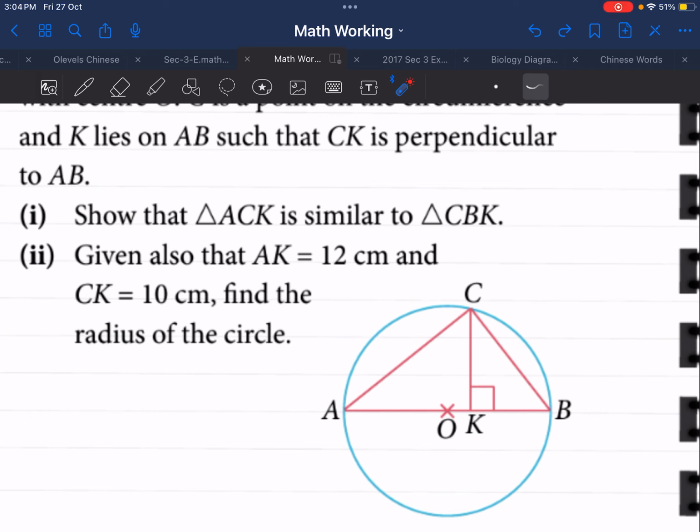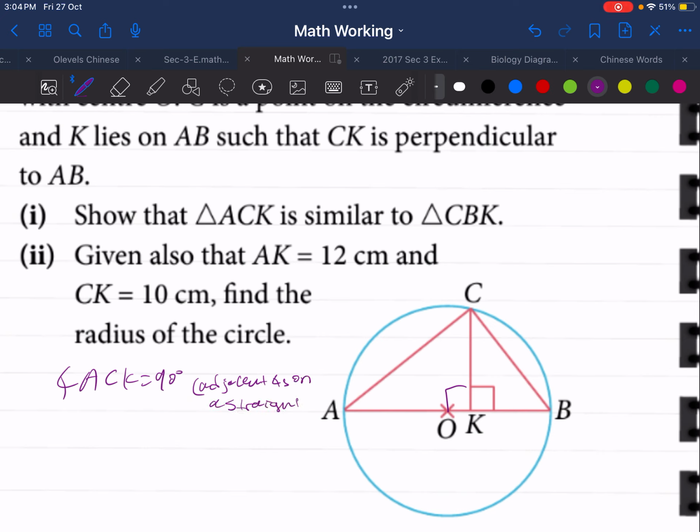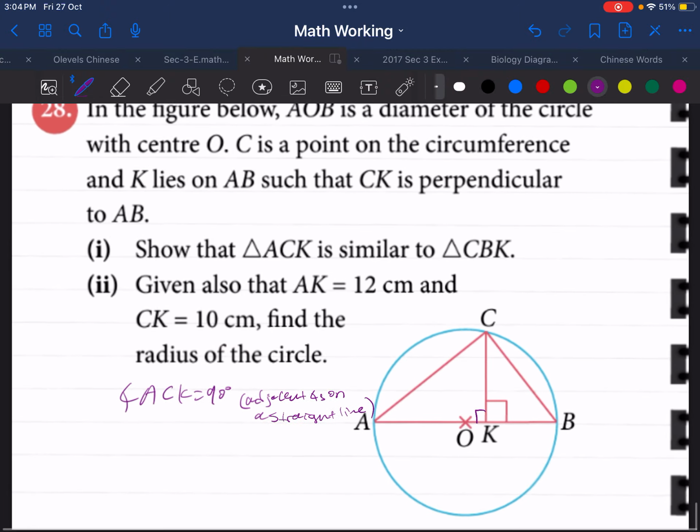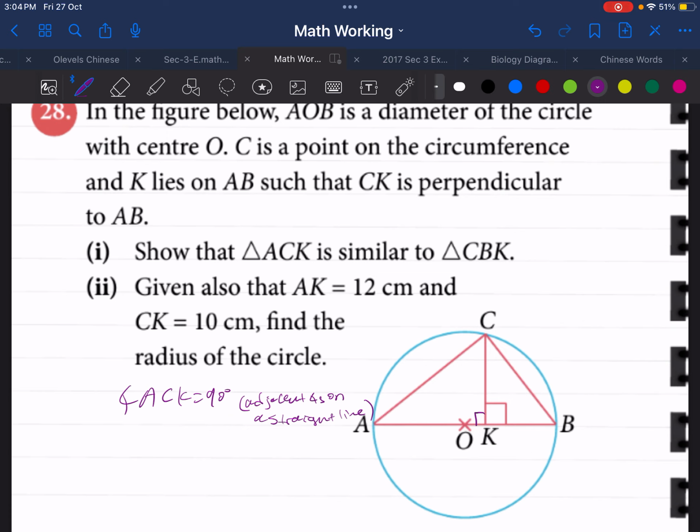So what you have to do is use the angle. Find the angle of this, find the angle of this, find the angle of this. We know the angle of this is 90 degrees. And angle ACK equals 90 degrees. Reasoning: adjacent angles on a straight line. This is 90 degrees. So we know one angle already.